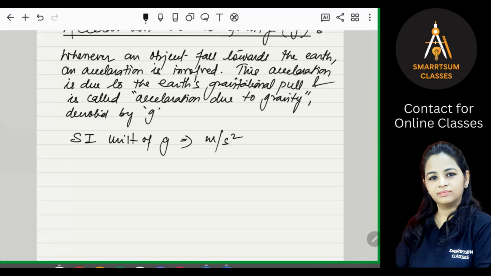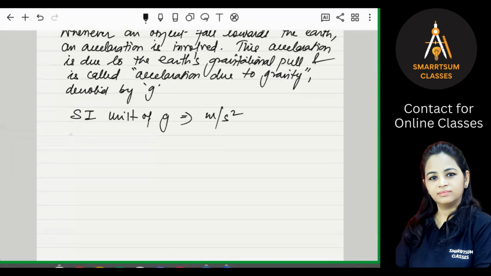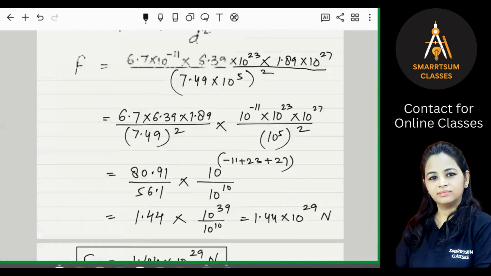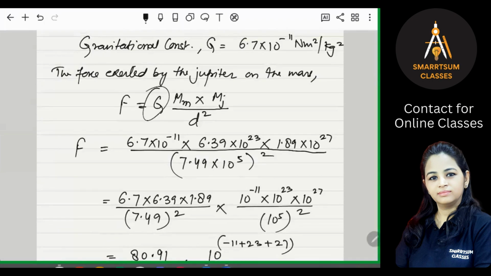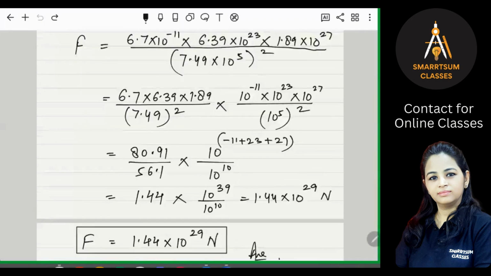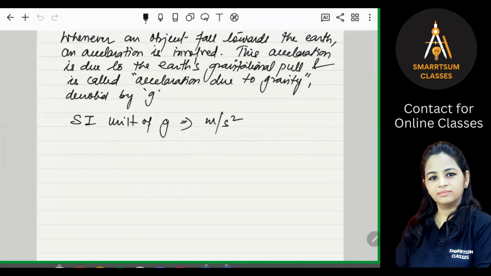Okay, so now suppose the mass of Earth be M. We are just finding out the relation between small g and capital G. You have seen one more G earlier, right? That is the gravitational constant, capital G, and this was acceleration due to gravity. Now let's see what is the relation between this g and G.